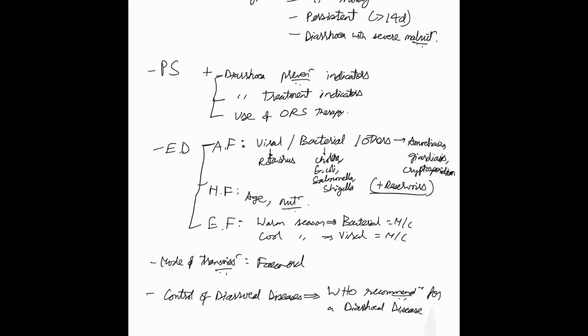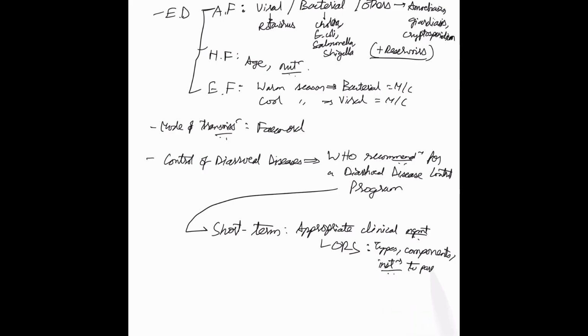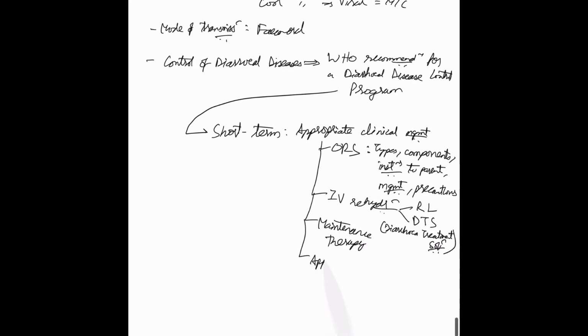Then control of diarrheal diseases. There are WHO recommendations for a diarrheal disease control program, which are as follows. Short-term measures involve appropriate clinical management using the following measures. ORS: you should know the types, components of ORS, the instructions to the parent while administering ORS to a child, and the various precautions to take while you take ORS.